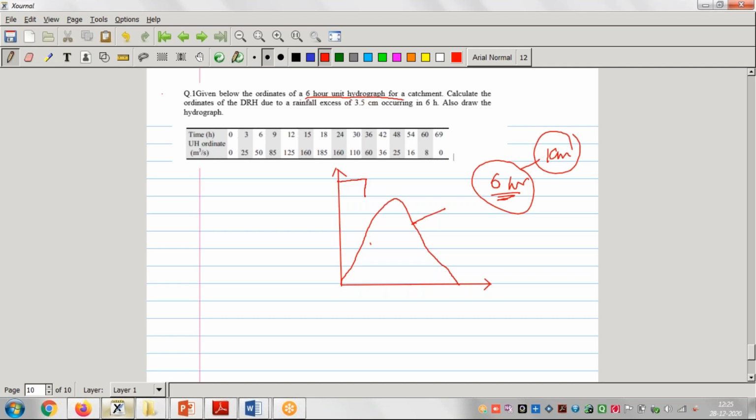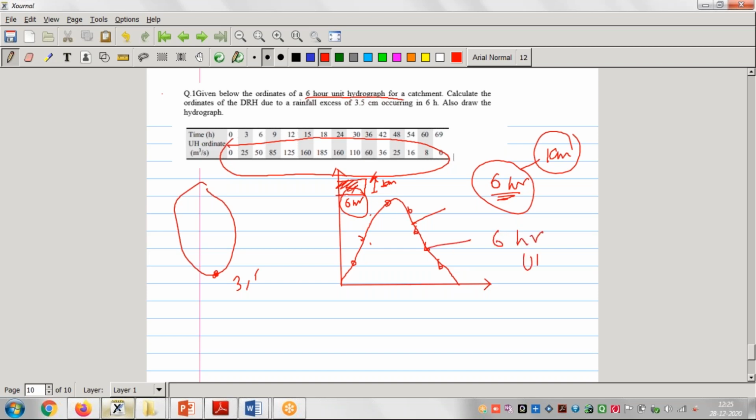So here if I draw this box, I will show that this is 6 hours, and here we show how much rainfall there was. So 1 centimeter of rainfall occurred for 6 hours, and when it is collected at this outlet, after every 3-hour interval, these were the ordinates. These were the ordinates, and we draw them here, and we draw this graph. So what is this graph? This graph is the 6-hour unit hydrograph.